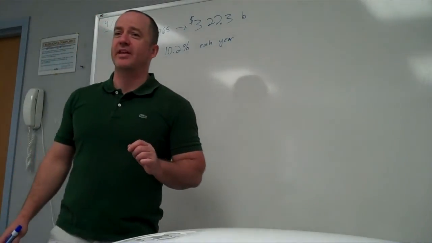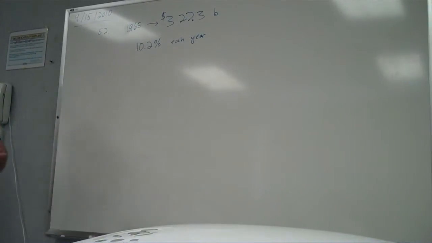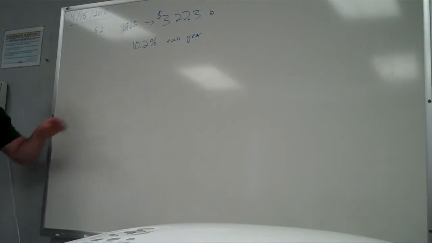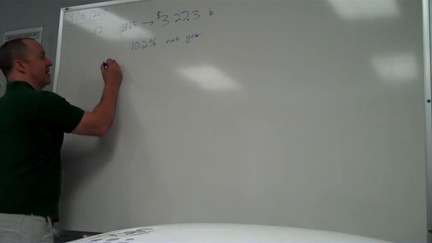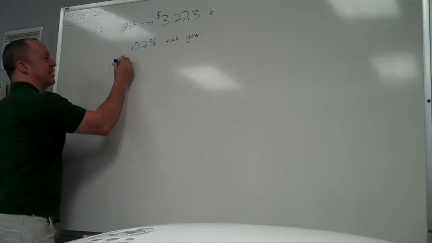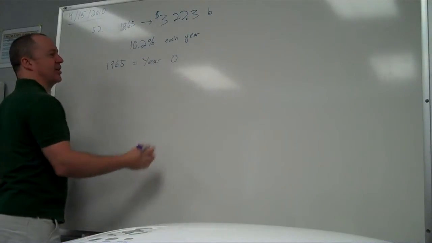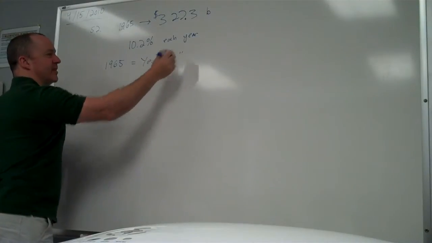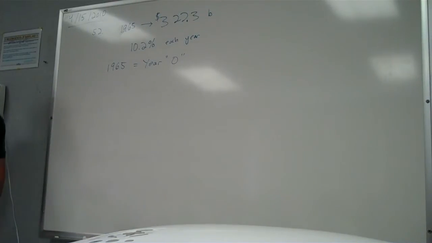Graphing trick. If you're graphing something in a year, take that year, whenever what you're graphing starts, and make it year 0. Make 1965 equal to 0 on your graph. This makes the math so much simpler.